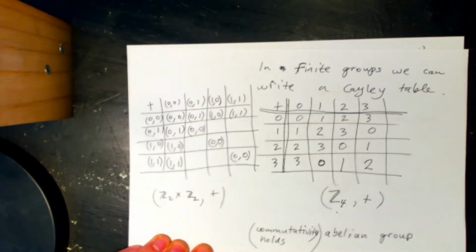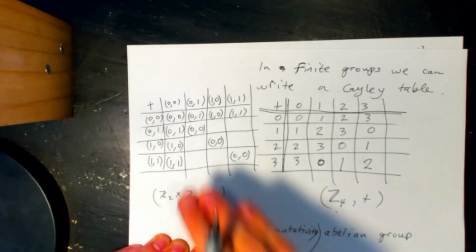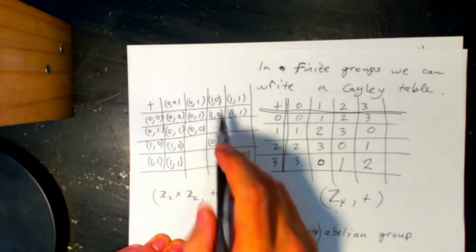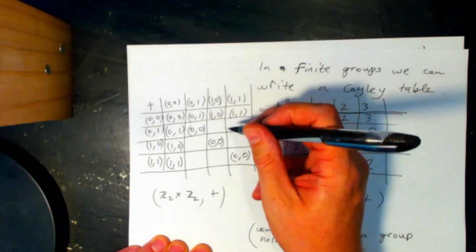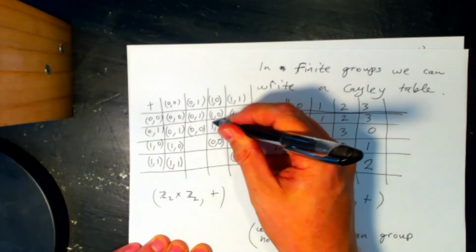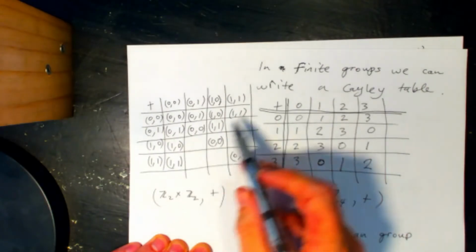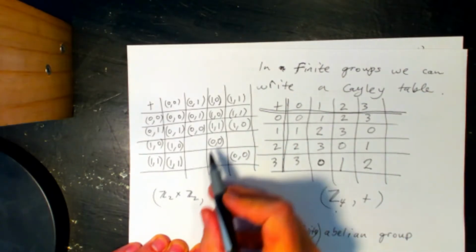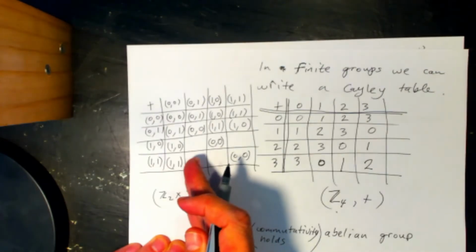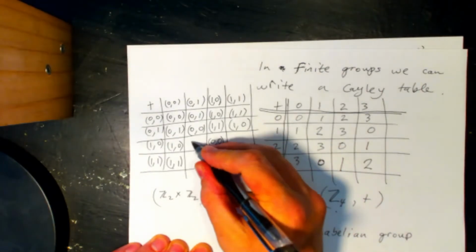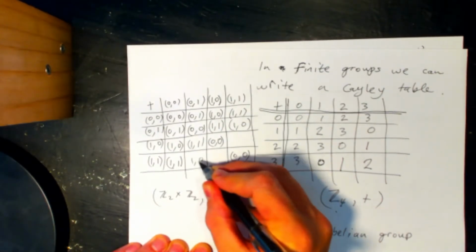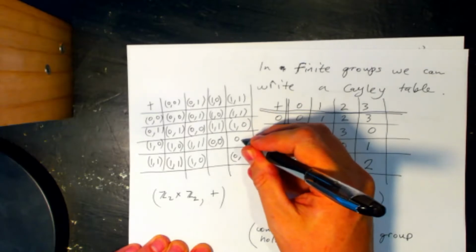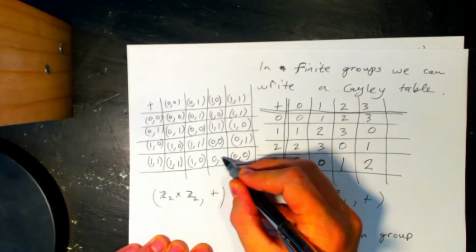Okay, so there's a neutral element of the group here. The identity element is 0, 0. Okay, 0, 1 plus 1, 0 is 1, 1. Okay, 0, 1 plus 1, 1 is 1, 0. So I have the same things down this second column of the result. Now 1, 0 plus 1, 1 is 0, 1. I have 0, 1 here as well.